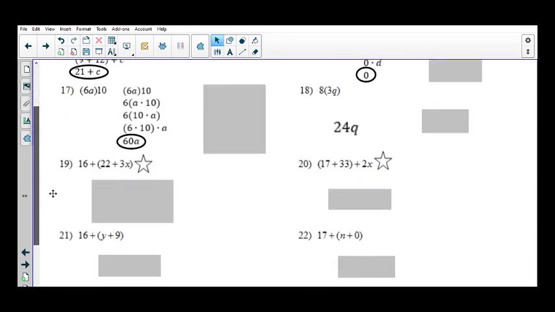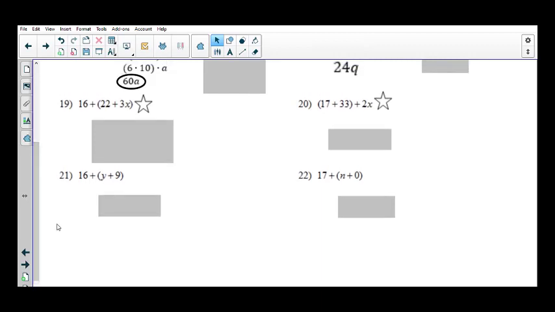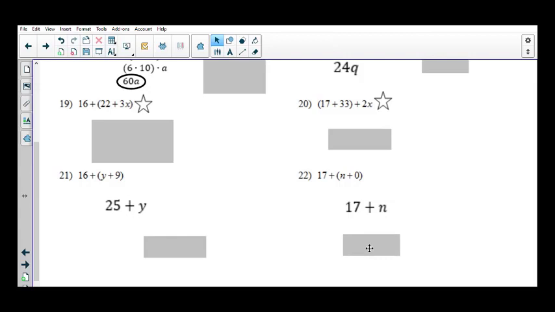All right, I'm going to skip for a moment 19 and 20. I'll come back to them in a moment. Let's talk about 21 and 22. So 21, box is small. I didn't show work. What I did was I saw addition. I said, okay, I can add 16 and 9 together, drop off those parentheses. 16 plus 9 is 25. Tack on the plus y. Boom. Final answer, 25 plus y or y plus 25. Number 22. I can add 17 and 0 together to get 17. Final answer is 17 plus n or n plus 17. I would accept either of those answers.